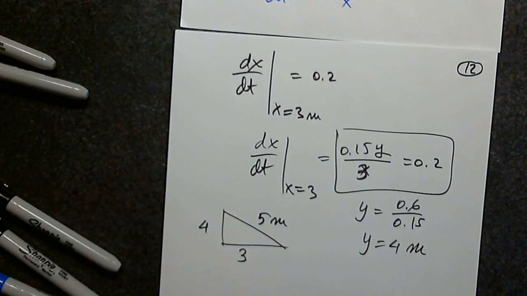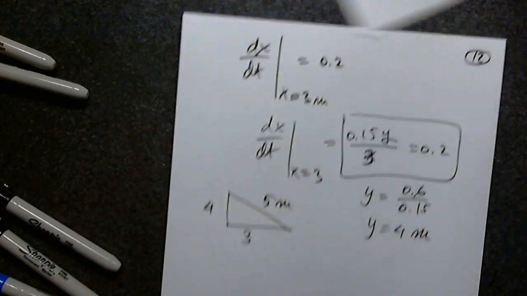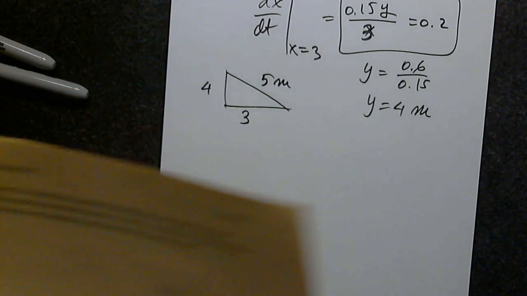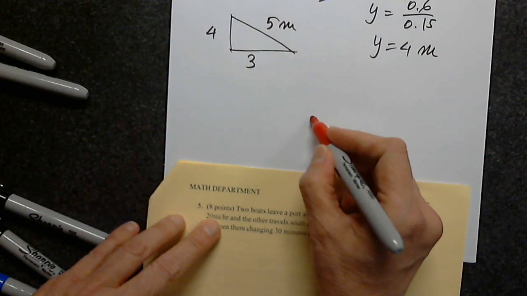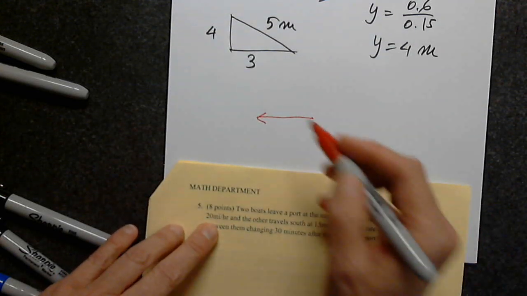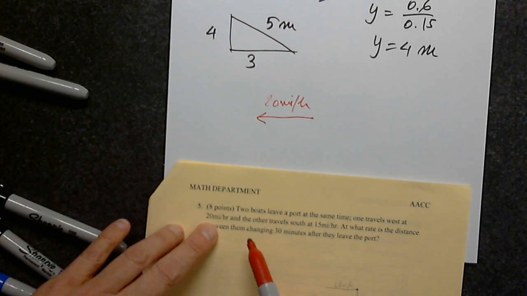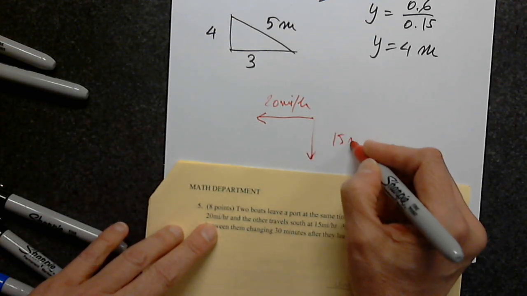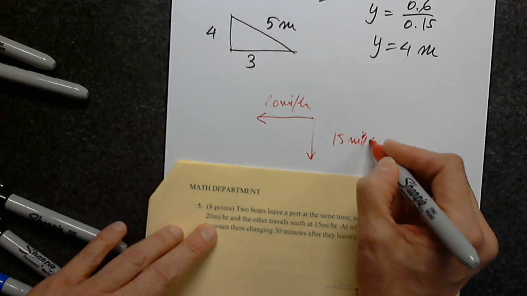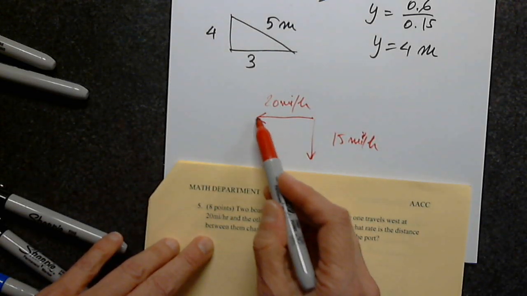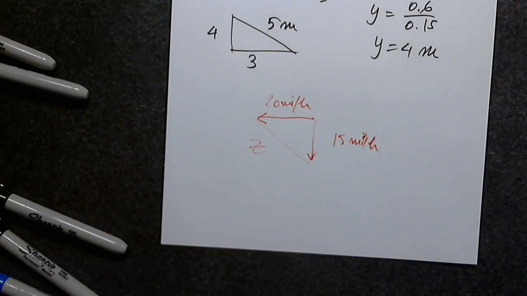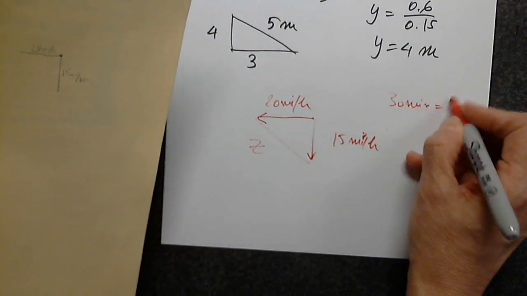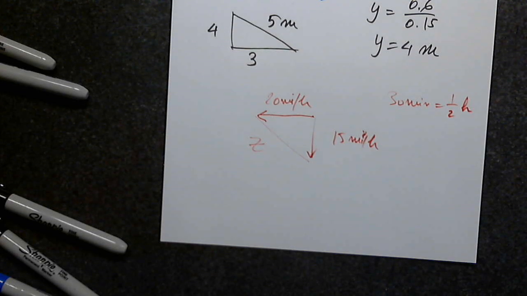Thank you very much. Two boats leave a port. So two boats leave a port at the same time. One travels west at 20 miles per hour, and the other travels south at 15 miles per hour. At what rate is the distance between them changing 30 minutes after they leave the port? So 30 minutes equals 1/2 of an hour. Because everything is in miles per hour, I cannot ever plug in minutes in the problem.